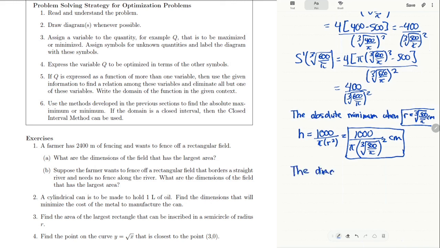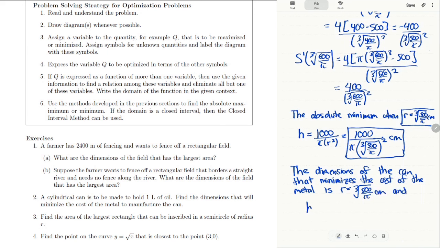And so the dimensions of the can that minimizes the cost of the metal is a radius, which is the cube root of 500 over pi centimeters, and a height of 1,000 over pi times the cube root of 500 over pi squared centimeters.